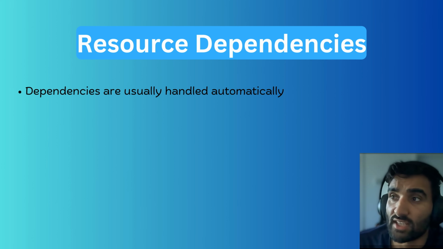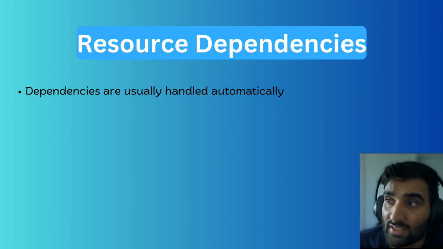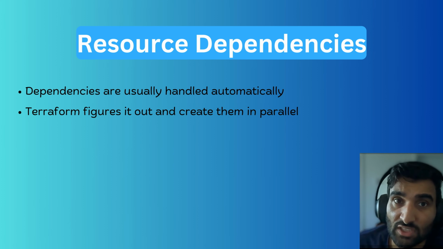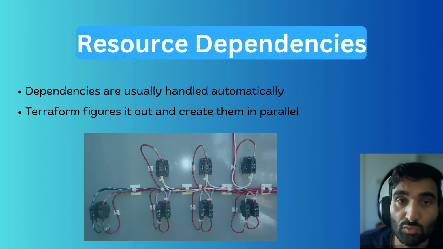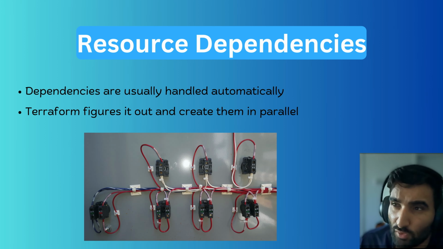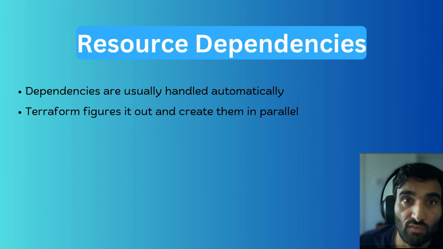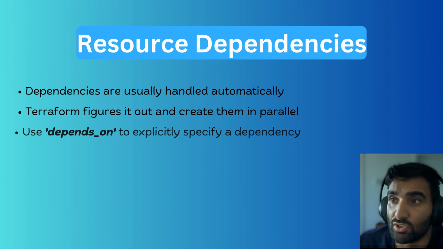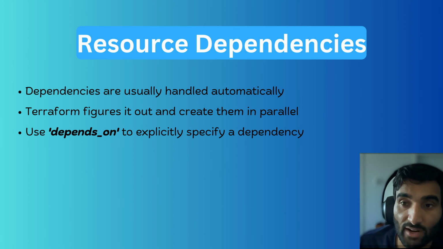Dependencies are usually handled automatically. Most of the resources, whatever dependencies they have, Terraform would take care of it. This allows Terraform to create resources in parallel and quicker. But for whatever reason, if you need to define the dependencies, you could do that using the depends_on meta argument.